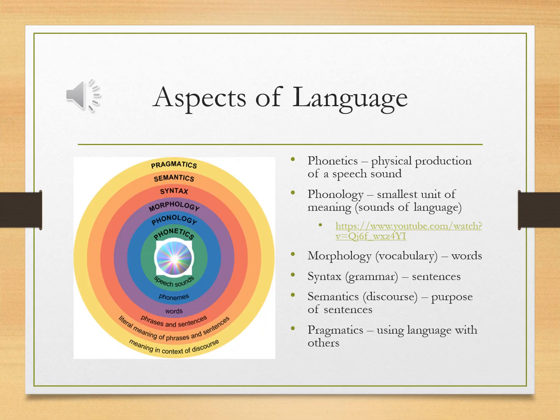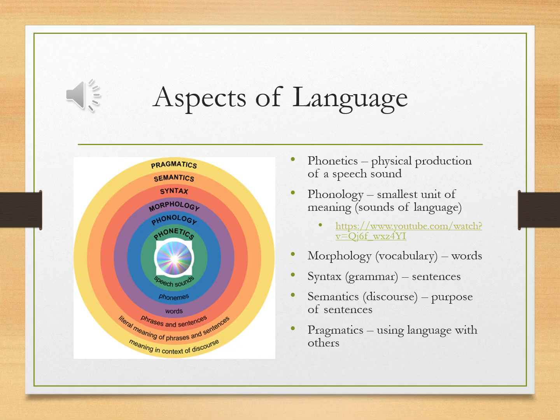There are various aspects of language to consider when studying language development. This slide shows you the 6 aspects of language that are considered to be important. First is phonetics and phonology. Phonetics is just physically producing speech sounds. Phonology is speech sounds that actually have meaning, like the S sound in "cats" has meaning because it implies plurality of words.